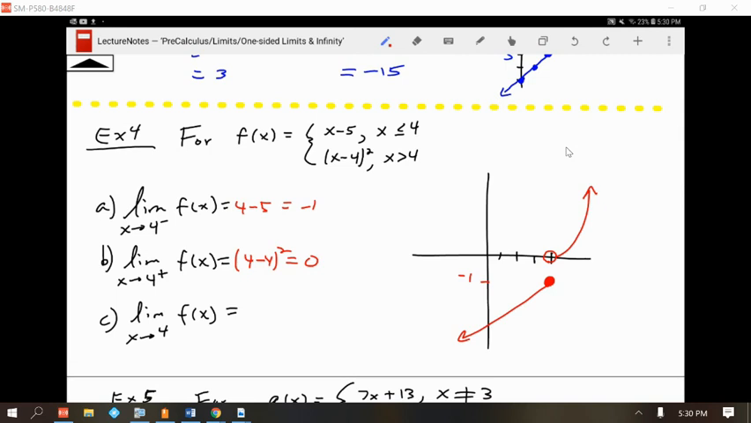They're broken. In order to answer question C on part 4, you have to look at the limit from both sides, which would mean answer A and answer B have to be the same answer. In this case, they are not. So when they're not, what's the answer? The limit does not exist, right?